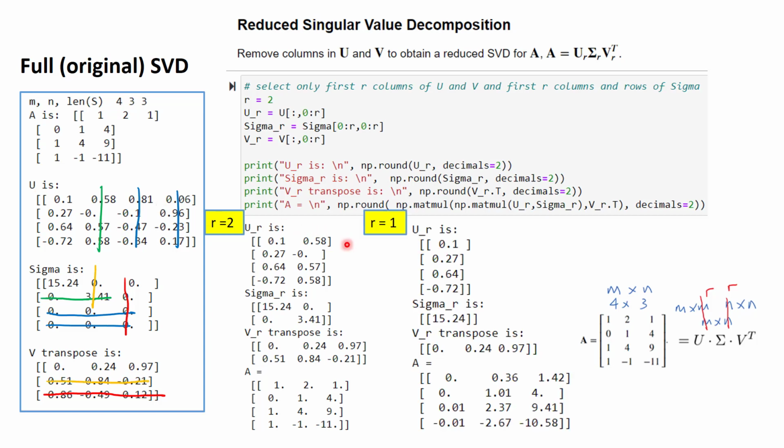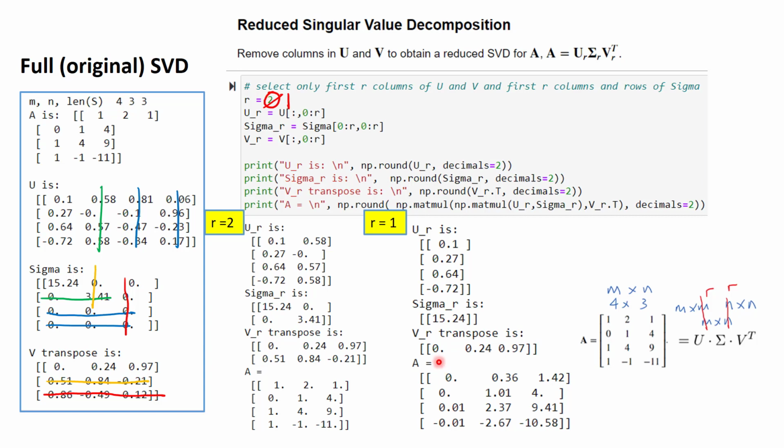So in this case, the R will be 1. This R here will take the value of 1 because we are going to keep the first column only. The U will become a 4 by 1 matrix. The singular matrix will be a 1 by 1. And the V transpose will be a 1 by 3. Now, if we multiply these three matrices together, we'll get a matrix of A. By right, we should get a matrix of A.